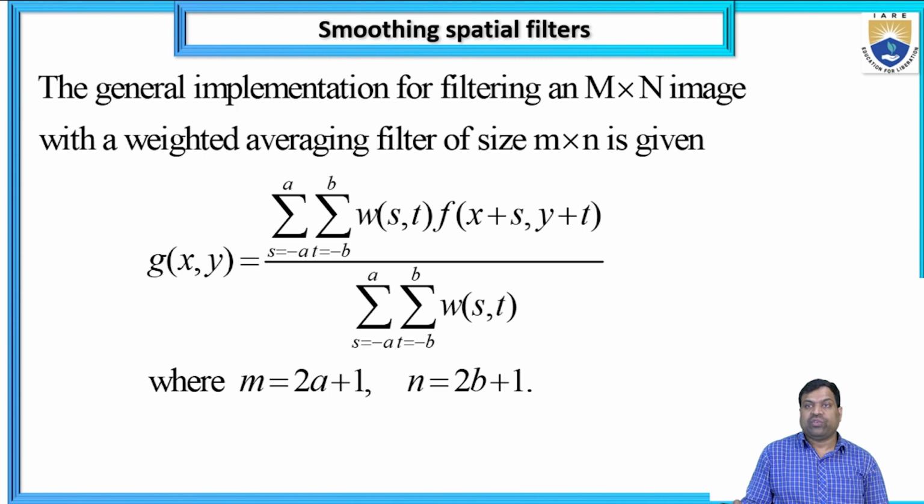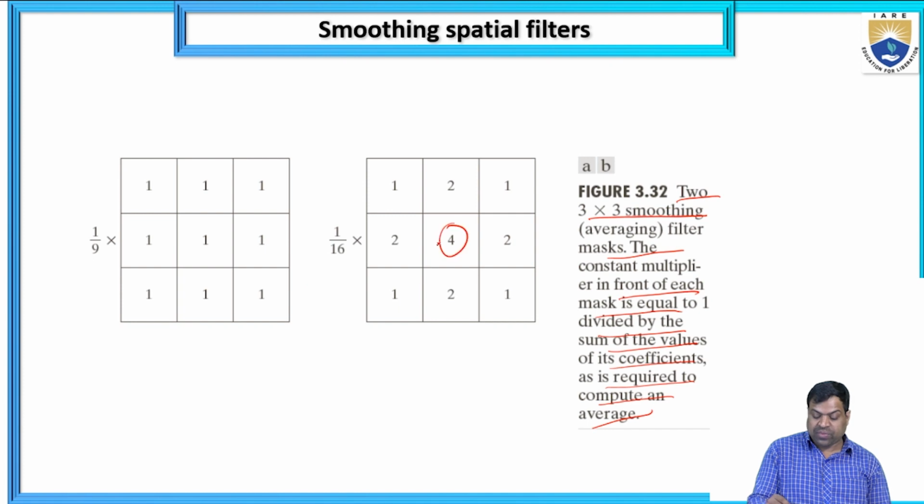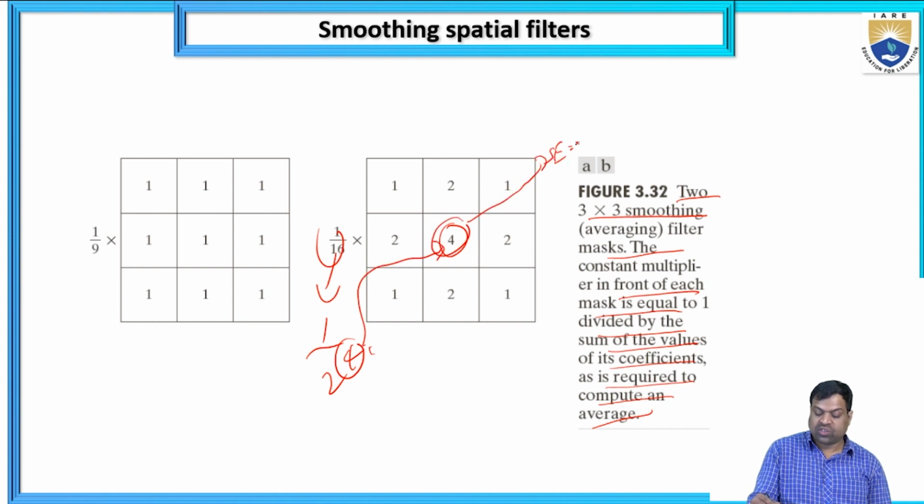The general implementation of filtering an image with a weighted average filter is g(x,y) = sum over s from -a to a and t from -b to b of w(s,t) f(x+s, y+t), divided by the sum of w(s,t). Here m = 2a+1 and n = 2b+1. Here is a sample 3 by 3 smoothing average filter mask. The constant multiplier in front of each mask is equal to 1 divided by the sum of the values of its coefficients, which is required to compute the average. Here I am taking 1 by 16, equal to 1 by 2 power 4, where the 4 is the scaling factor.